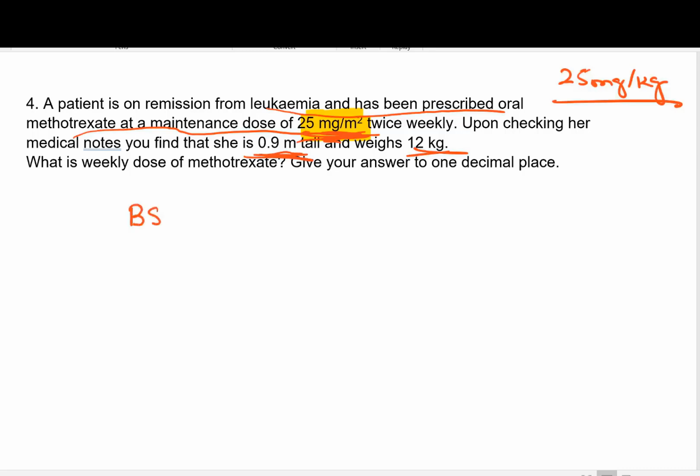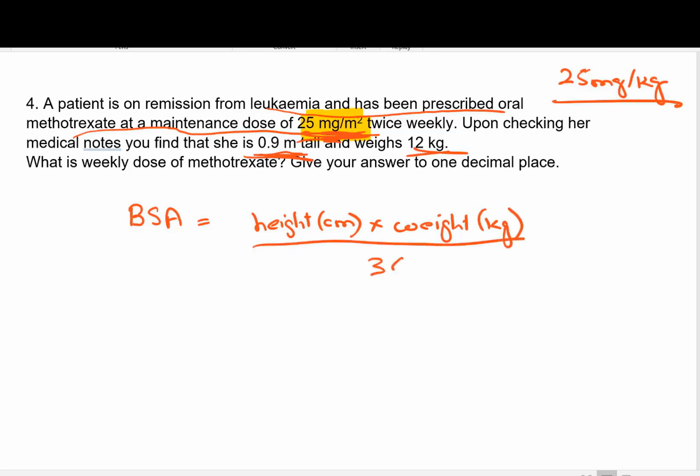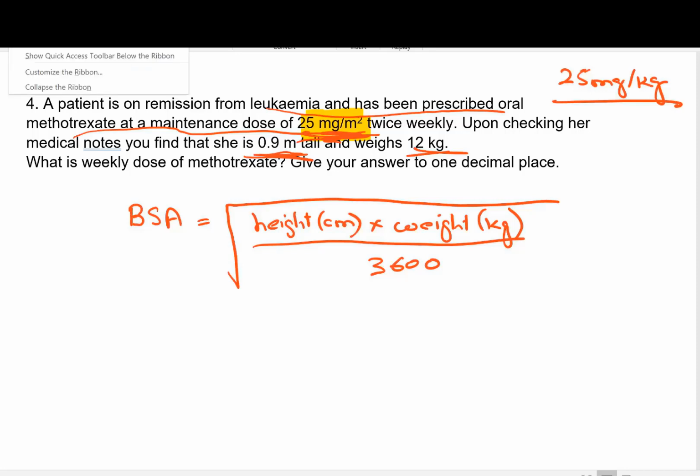And the equation for body surface area is this. It's height in centimeter multiplied by weight in kg, divided by 3600, and you take the square root of that. So you've got all the values, just plug them into the equation.